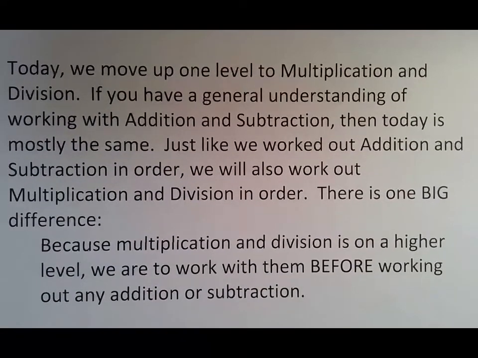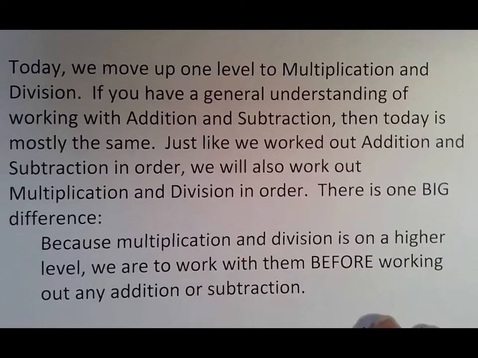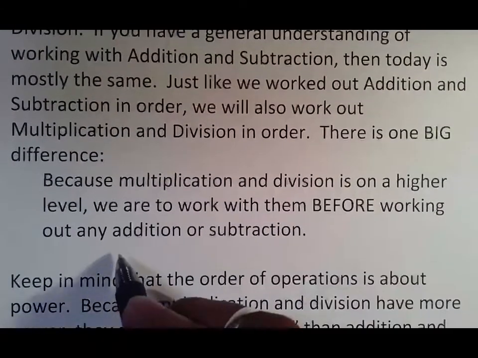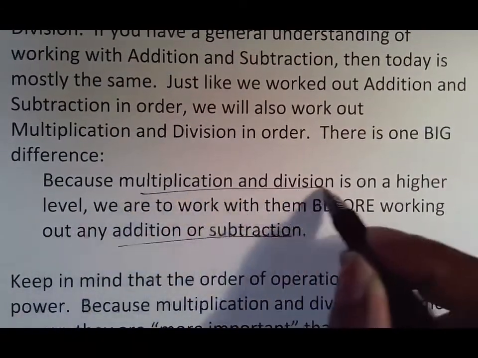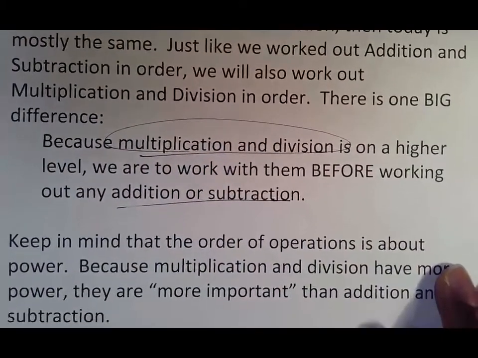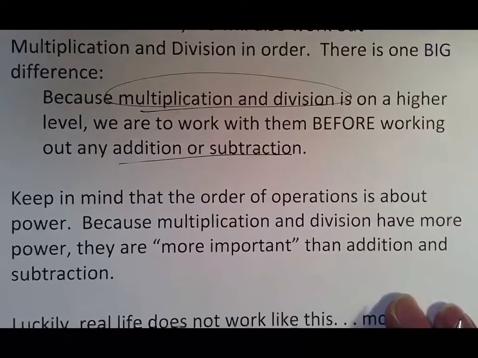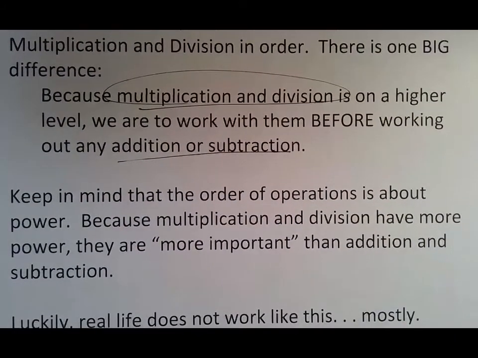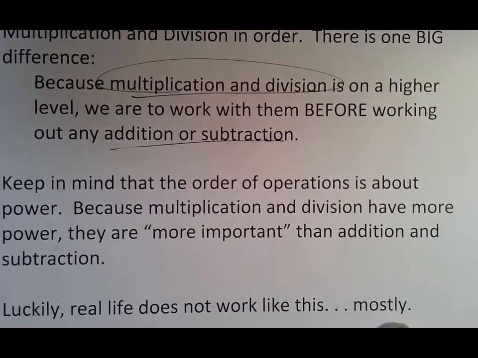Just like we worked out addition and subtraction in order, you're also going to work out multiplication and division in order, but there is one big difference. Because multiplication and division are on a higher level, you have to work out all your multiplication and division before you do any addition or subtraction at all, which means you will skip over addition and subtraction for multiplication and division. Keep in mind that the order of operations is about power. Because multiplication and division have more power, they are quote unquote more important than addition and subtraction.